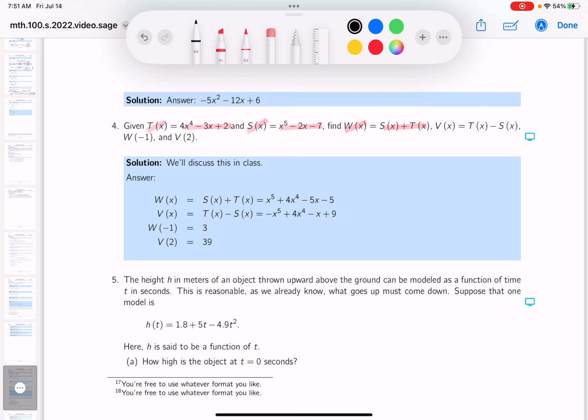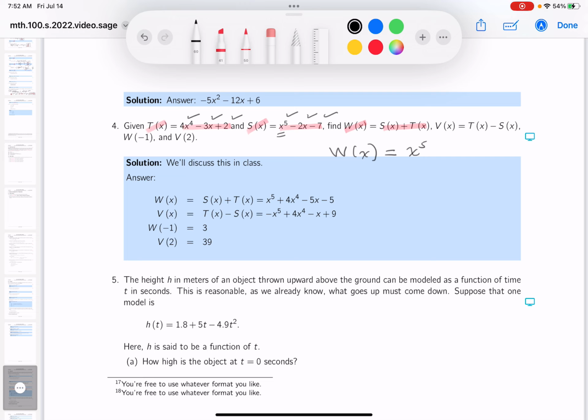Let me write this over here. So w(x) is going to be, well, let's take a look at this. 4x^4, x^5, minus 3x, minus 2x, 2, and a minus 7. I've got to combine those together, and I like to put things in order. So the first thing I see is x^5. So I just did this.